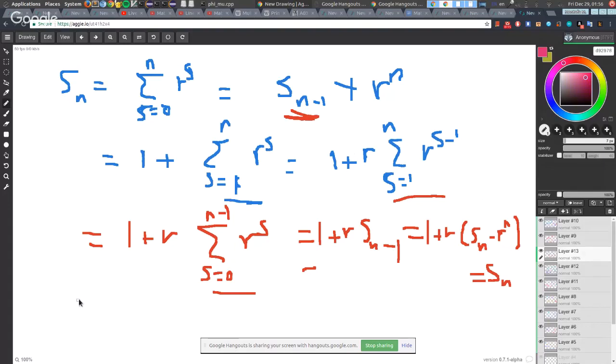So if I expand this expression a bit, we have r times Sn minus r to the power n plus 1. This is equal to Sn. So here when we rearrange, we have r minus 1 times Sn is equal to r to the n plus 1 minus 1.